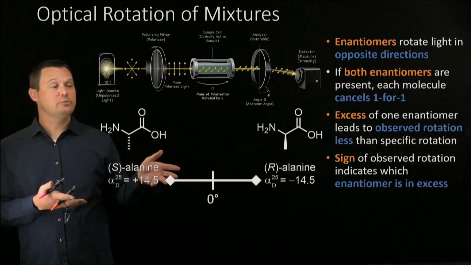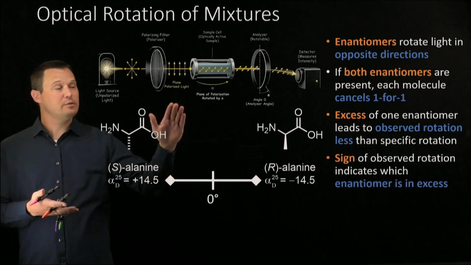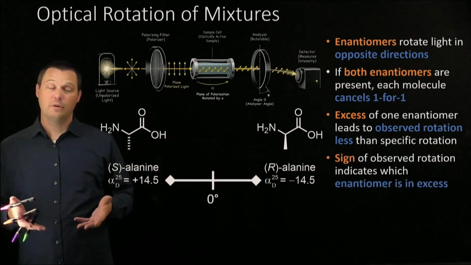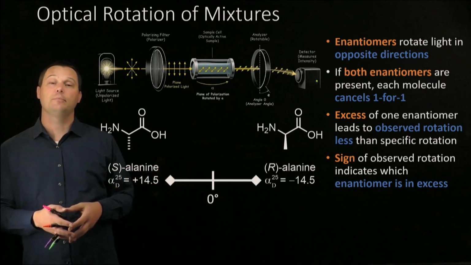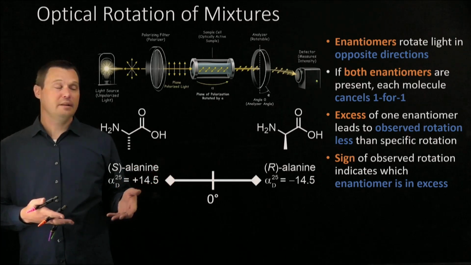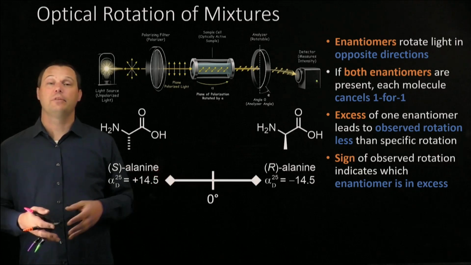The sign of the observed rotation tells you which enantiomer is present in excess in the mixture. For this example, if the observed rotation was still positive, there is more S in the sample than R. If the observed rotation was negative, we'd have more R enantiomer in the sample than S.